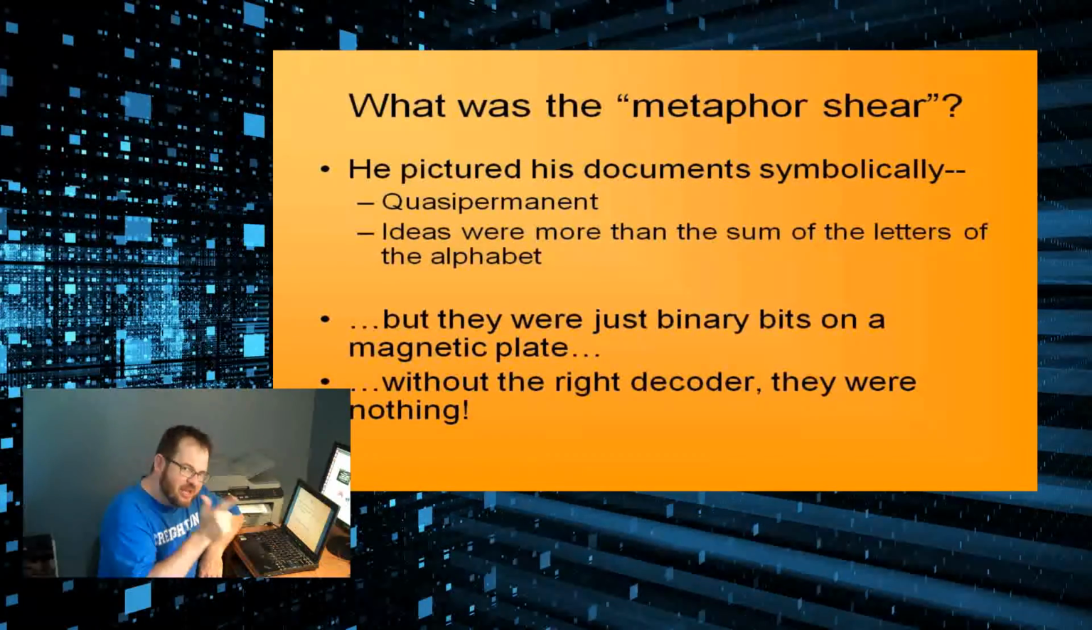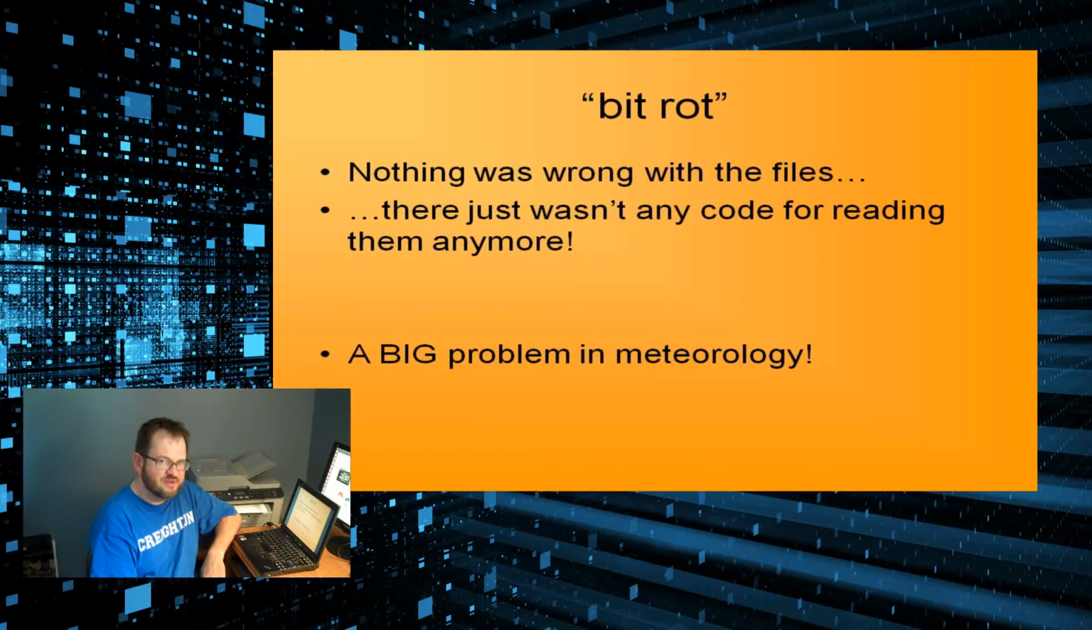And this is actually a big, big problem in meteorology. This is the problem known as bit rot. There was nothing wrong with Stephenson's files. The problem was he didn't have anything to read them anymore. There was no longer a working program that could read Word for Windows 1 files. We have this problem all the time in meteorology.